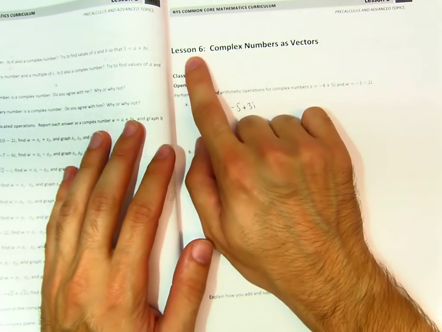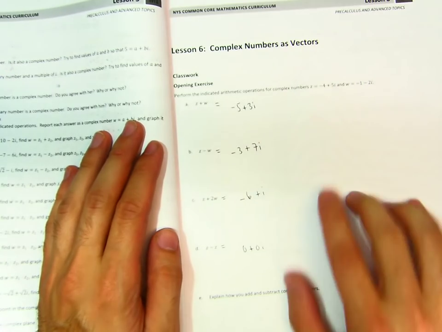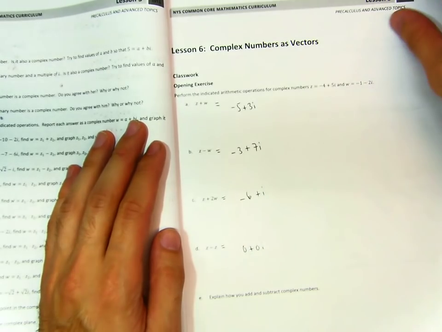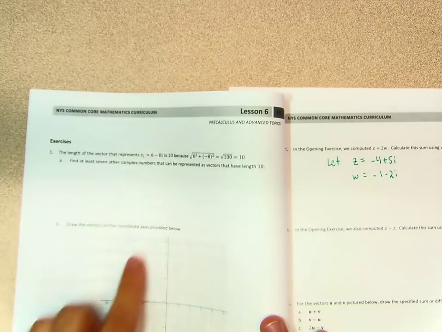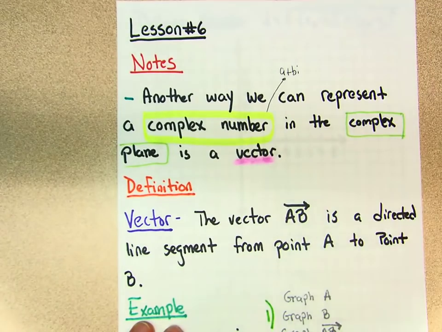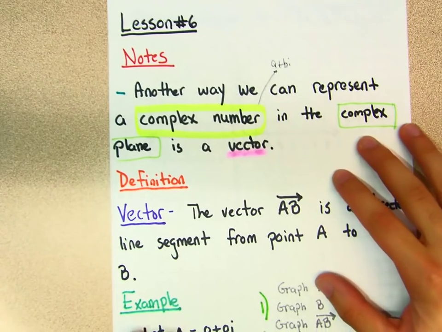So for today, we're going to do lesson 6, complex numbers as vectors. Yesterday, this was our do now. If you didn't get a chance to do this do now, go ahead and do it by yourself. Here, let's go to the next page, and to really understand this idea of what we did yesterday, let's have this in our notes before we continue on. Okay, so take a second and copy this down.